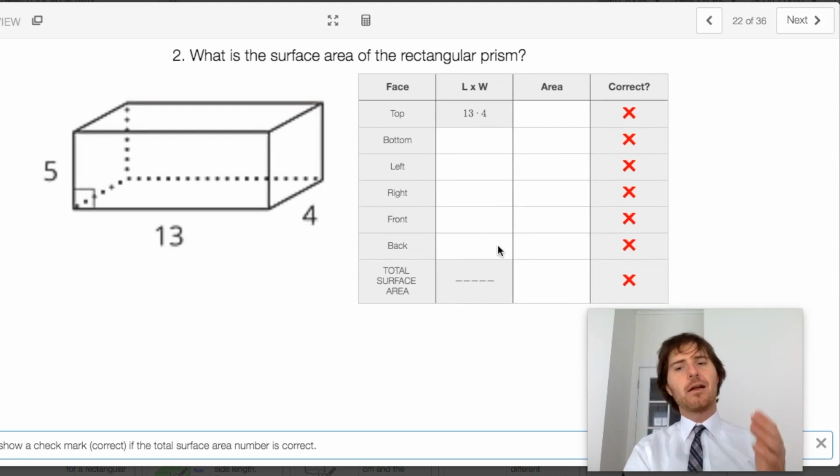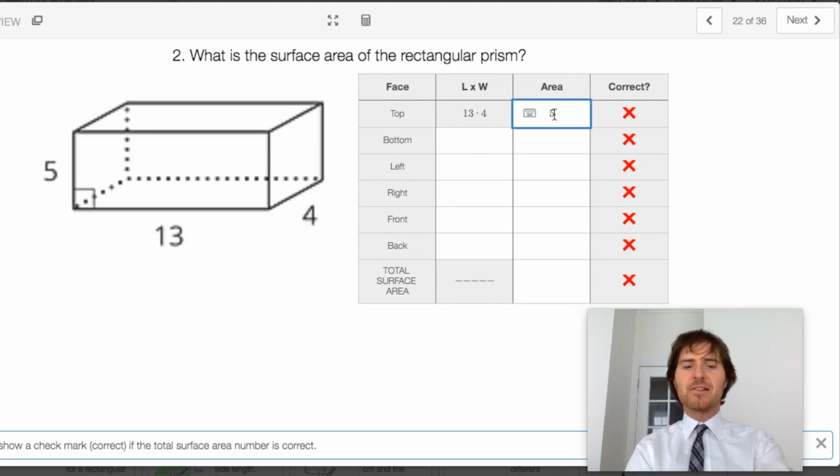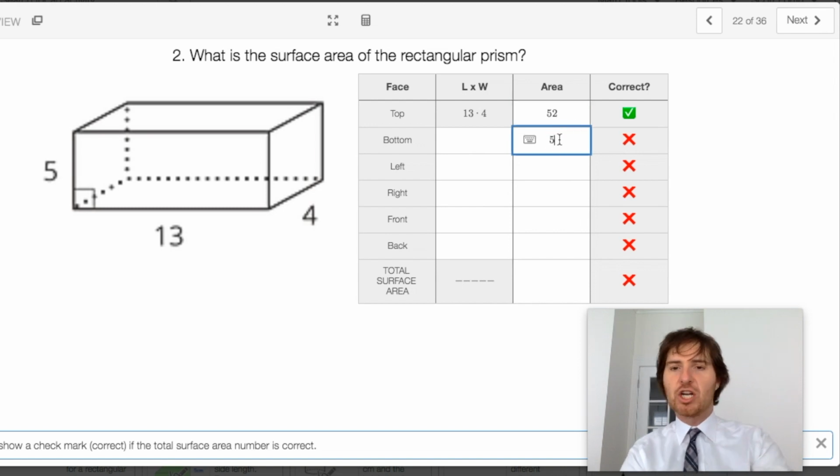Well, length times width here. Might look to see if you fill that out. Heck no. 4 times 13. Good mental math. That's 52 because 4 times 3 is 12 and 4 times 10 is 40. 40 plus 12 is 52. Anyways, 52, we got there. 52 here. Ooh, we got it.